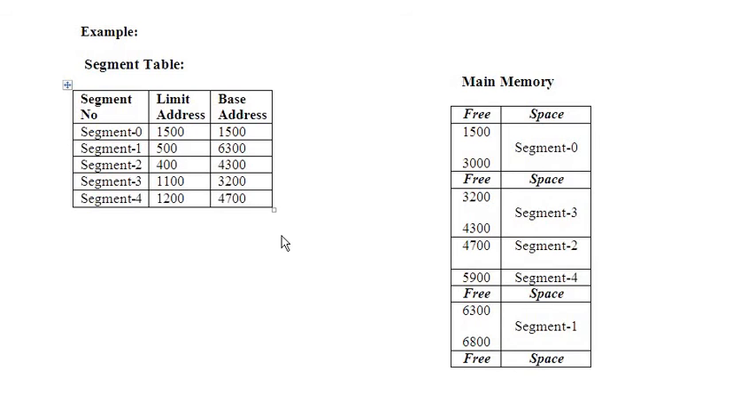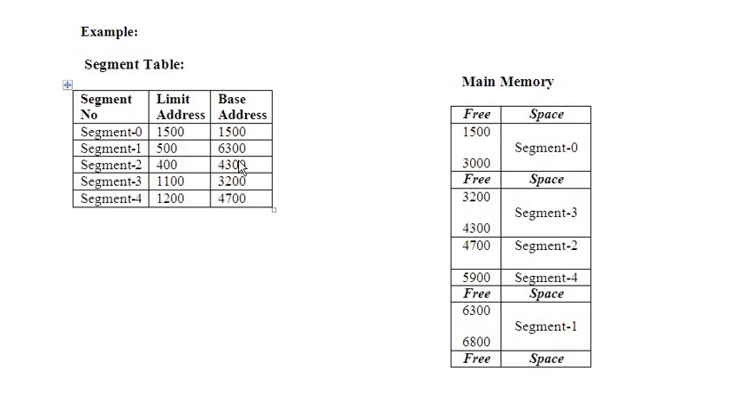To understand this in a better way, we have to draw the main memory structure. Initially there is free space available, because up to 1500 nothing can be done. Here you can see 1500 is the starting address and 3000 is the last address. That means between 1500 and 3000 segment 0 fits in. That's what I told with respect to limit, and your offset value should be less than this.